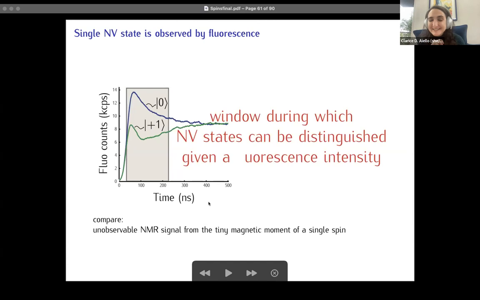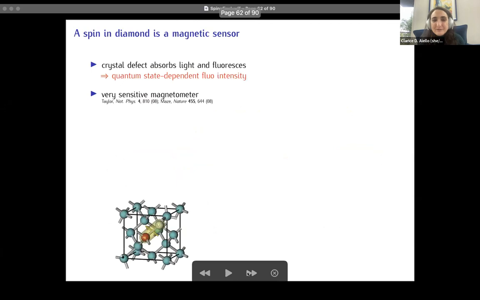So basically, just by tracking fluorescence intensity, you can actually read out the spin state, which is very cool. I told you that it can be put to use as a very sensitive magnetometer, and here is how this works, and that's the field of quantum sensing.